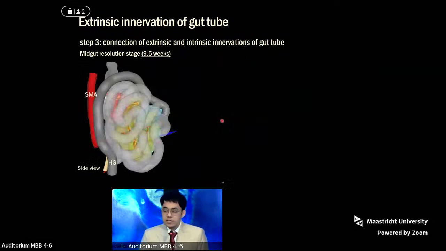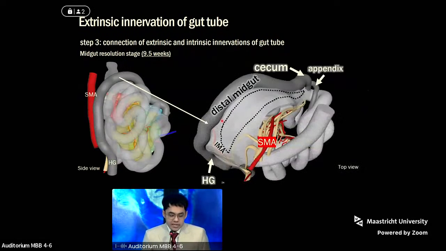Lastly, after the midgut loop comes back intra-abdominally, only the distal part of the midgut has no extrinsic nerve extending along the superior mesenteric artery that you can see. This is the nerve-free area. So this distal part of the midgut will be the proximal part of the large intestine.